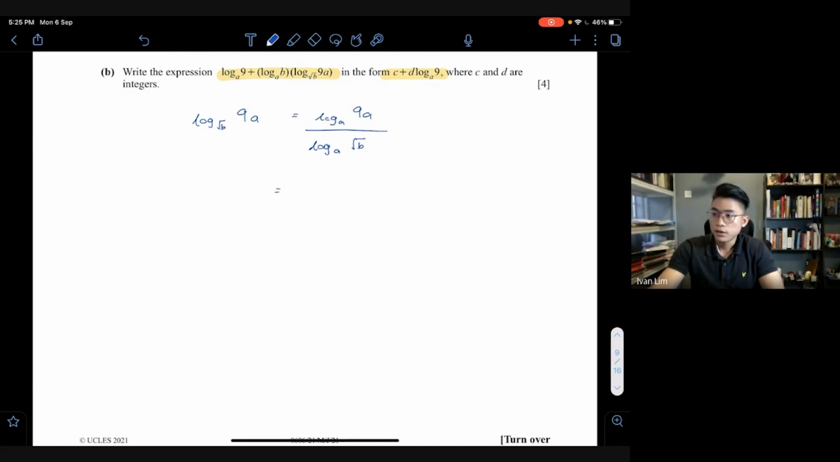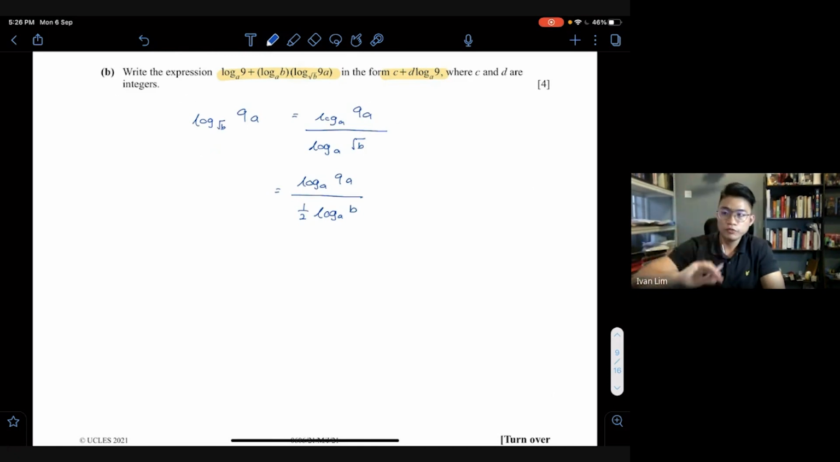Then, okay, I do one step at a time so that you all don't get confused. We do the bottom one first. Okay, log A of root B, the bottom one, I can write as log A of B to the power of 1 over 2. And then I can use the power rule, shift it in front. So it will be one half log A of B.